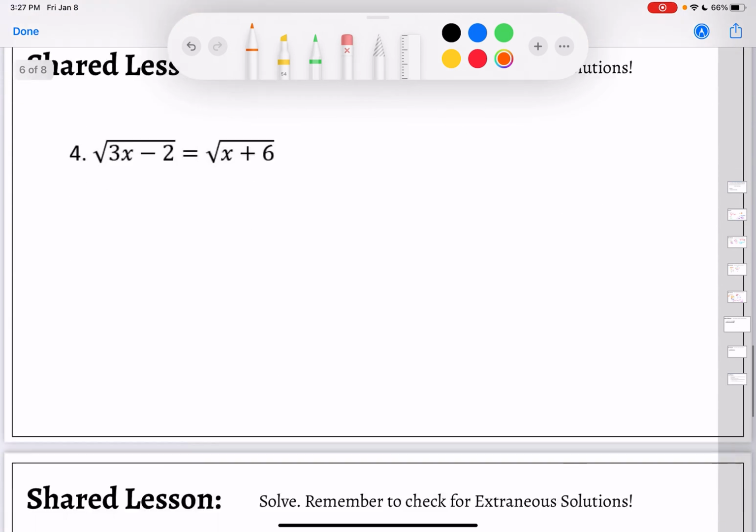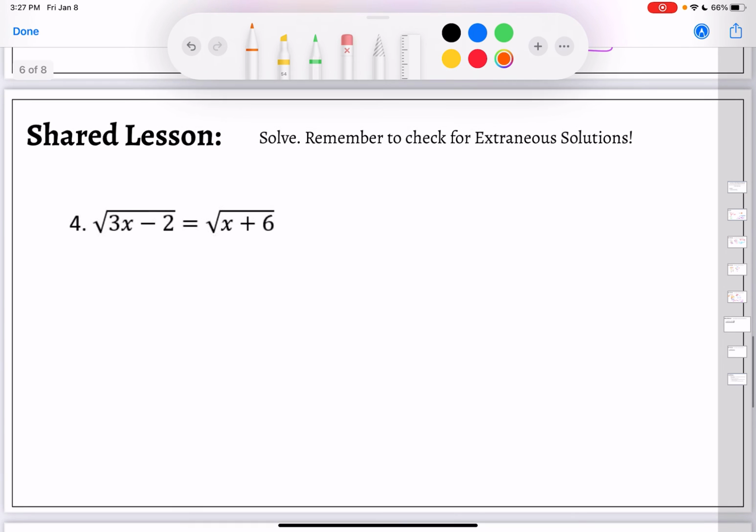All right, two more problems for us to do. Okay, this next one, square root of 3x minus 2 equals the square root of x plus 6. Now this one's different because I have a square root on both sides.